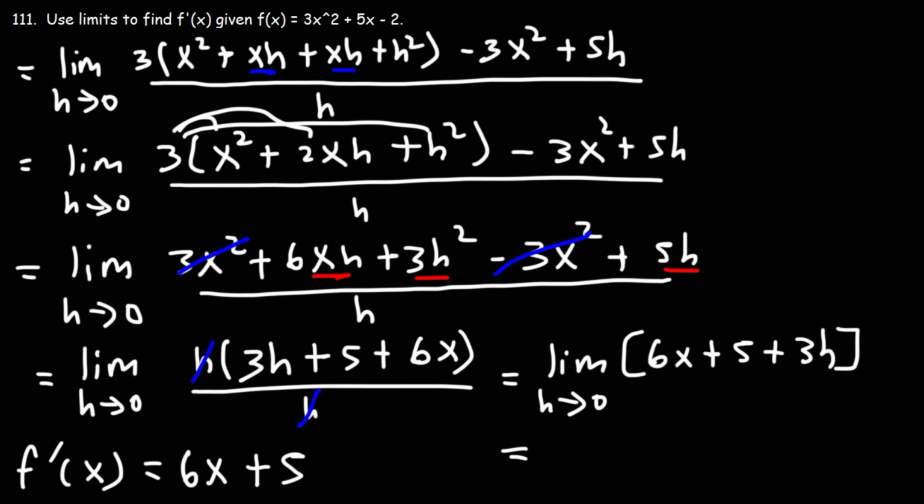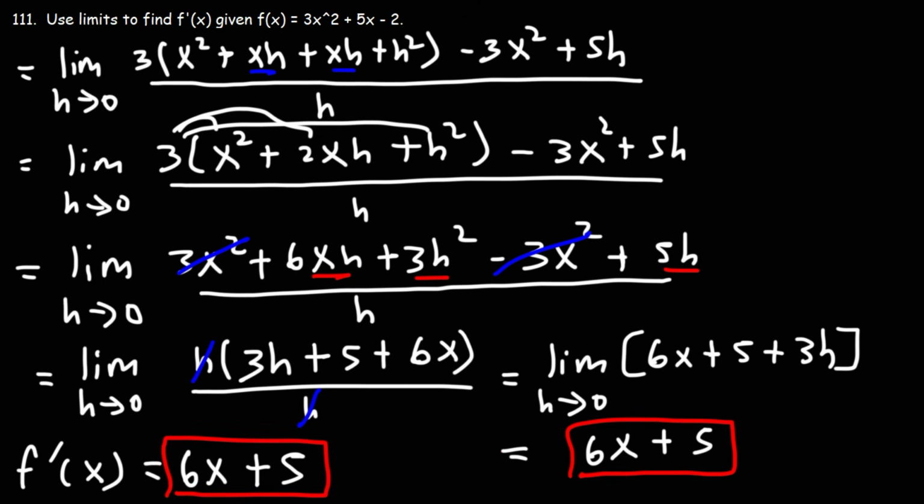So now we could substitute h with 0. Once we do that, this becomes 3 times 0, that disappears. And so this becomes 6x plus 5. And we can see that the two answers, they do indeed match. So that's how you could use limits to find f prime of x, which is the derivative of the function f.